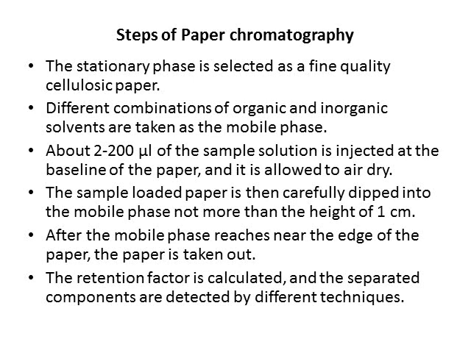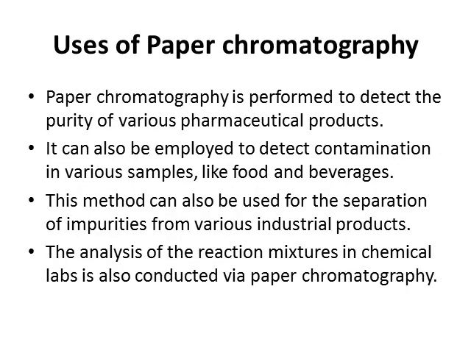The retention factor is calculated and the separated compounds are detected by different techniques. Uses of paper chromatography: it is used to detect the purity of various pharmaceutical products. It is also used to detect contamination in various samples like food and beverages. It is used for separation of impurities from various industrial products. And the analysis of reaction mixtures in chemical labs is also conducted via paper chromatography.